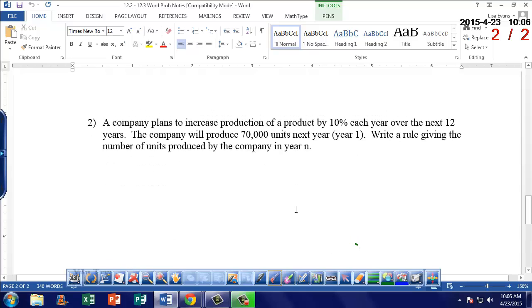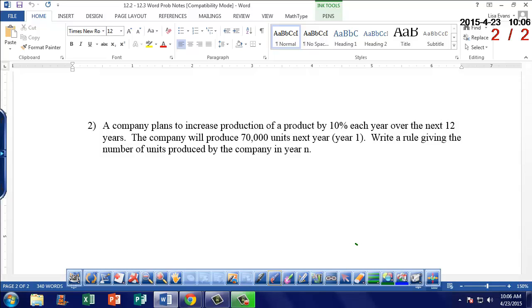A company plans to increase the production of a product by 10% each year over the next 12 years. The company will produce 70,000 units next year in year 1. Write a rule given the number of units produced by the company in year n.